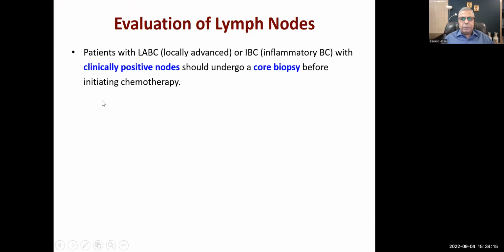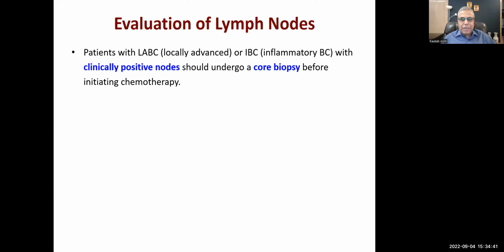Evaluation of lymph nodes we have already discussed, but here are two other types of a little advanced breast cancers. This is known as locally advanced breast cancer or inflammatory breast cancer with clinically positive nodes. They should undergo core biopsy before initiating chemotherapy. Right, so core biopsy, what is core biopsy? You put in a wide needle.